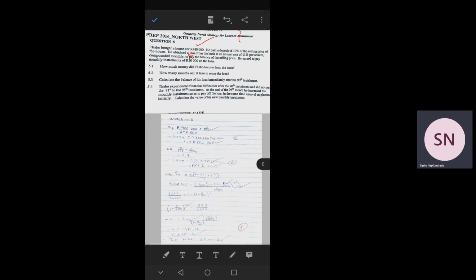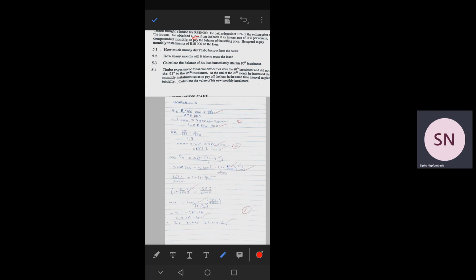So now, for Tabo, we first calculate the deposit of 10%. We do 980,000 times 10 over 100, which is the percentage, and that gives 98,000. The loan is 980,000 minus 98,000, so the present value is 882,000.